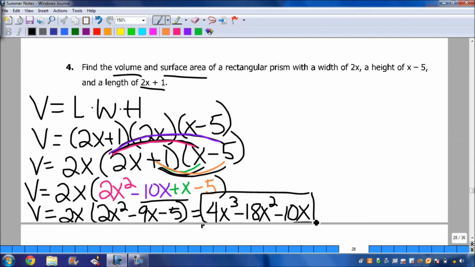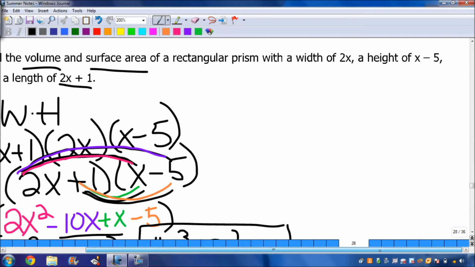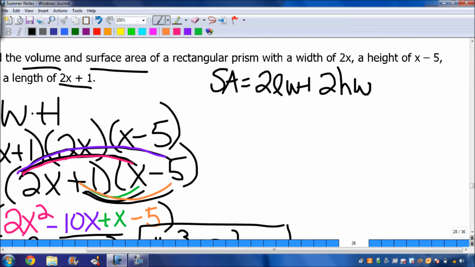Alright, so now the surface area is where things get a little bit harder. So how do I find the surface area? Well, the first thing you're going to need to do, I'm going to zoom in a little bit so I have a little bit more room. So the first thing you're going to do is write down the formula. Surface area equals 2LW plus 2HW plus 2LH.